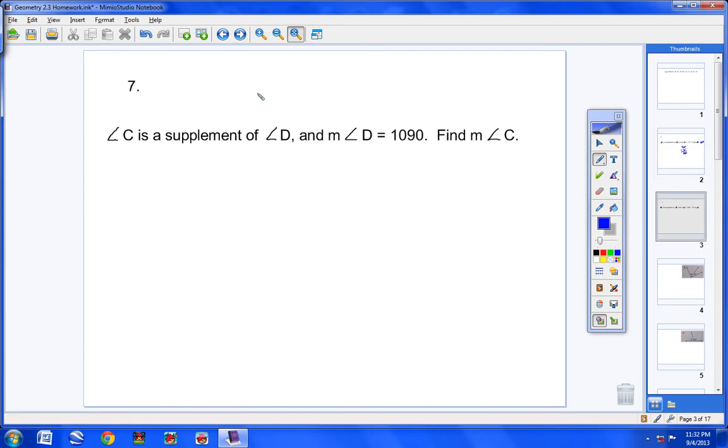All right, number 7. Now these two angles are supplementary. It says C is a supplement of D. So we know they have to add up to 180. It says angle D is 1090. That should be 109 degrees. That should be a little circle there. If you look in your book, you'll see that. So we're going to subtract out 109 degrees, and we're going to get 71 degrees. So the measure of angle C is 71, and that makes sense because 109 plus 71 is 180.